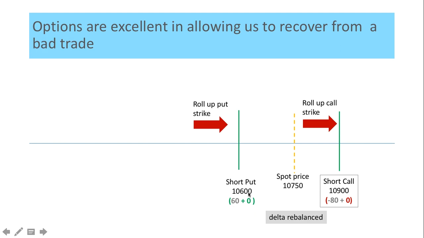We have set up a new short put option here, and we set up a new short call option here. So our net PNL remains minus 20, but now we have rebalanced the delta of our trade, so that no matter where the price moves, we will not really see a big difference between gain on one side and the loss on the other side. So let's see how this plays out further.